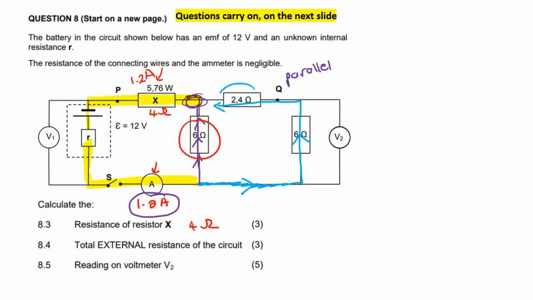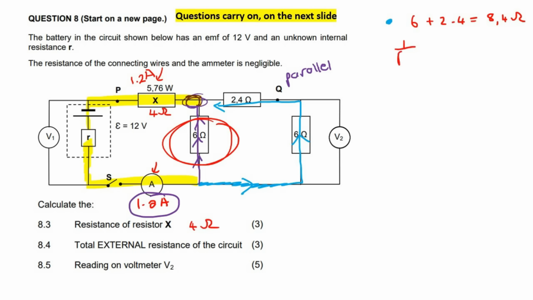So what we need to first do is add those two together to get the resistance of this blue part. So that blue part is going to be 6 plus 2.4, which is going to be 8.4 ohms. Then we can combine that 8.4 together with the 6 in parallel.